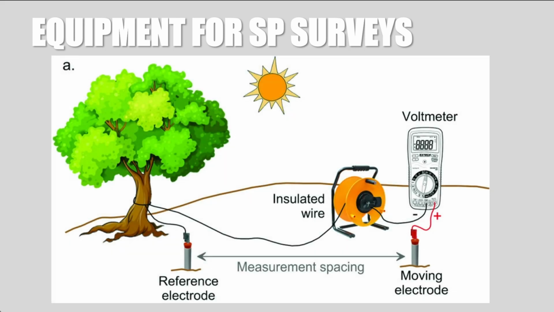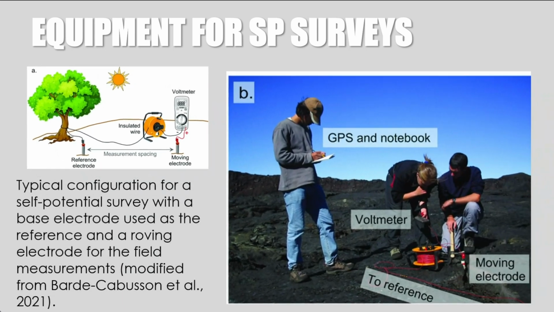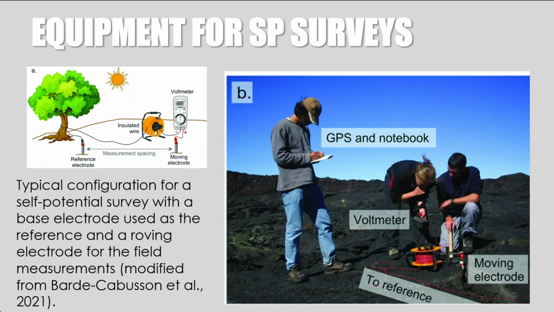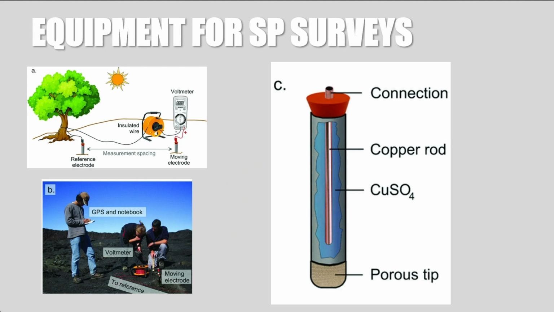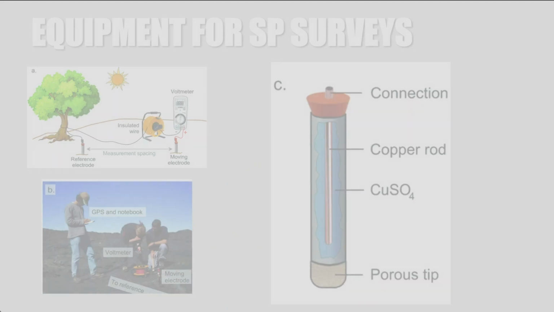As Mr. Langag said, this is a typical configuration for a self-potential survey, with a base electrode used as the reference and a roving electrode for the field measurements. So the cable can be 500 meters long, and a GPS, or global positioning system, is used to measure the position of the stations where the self-potential is measured.